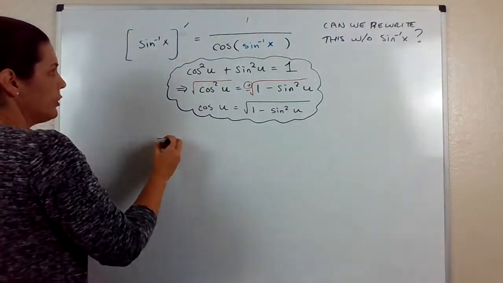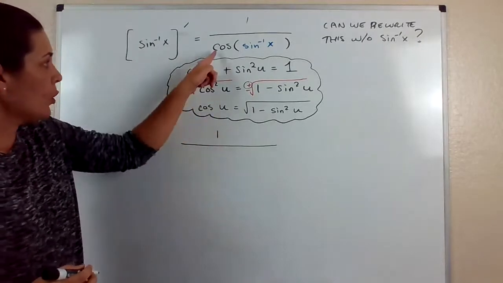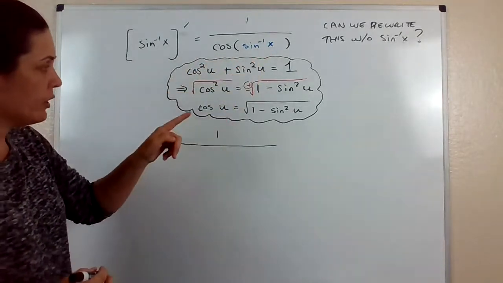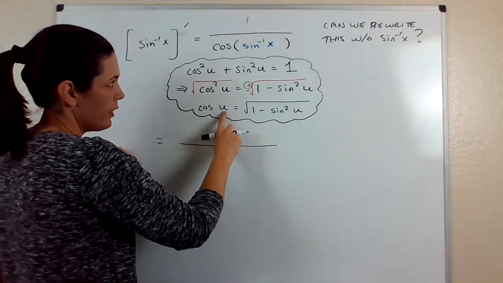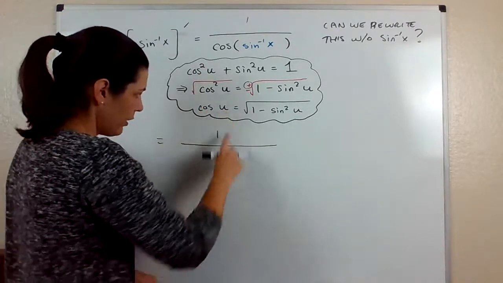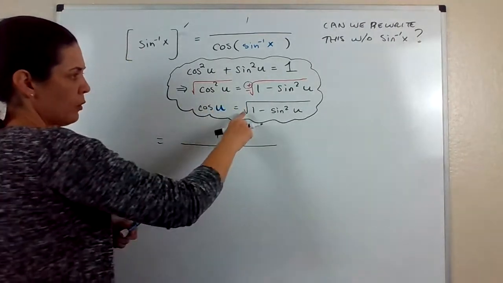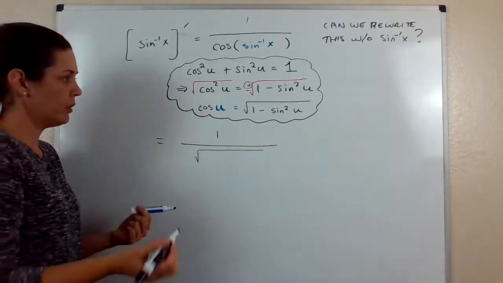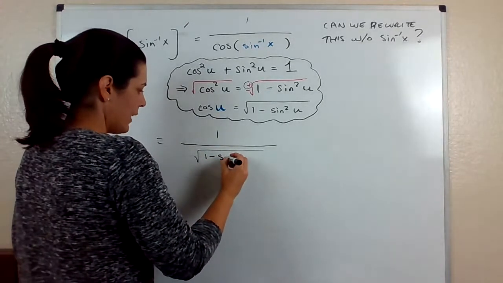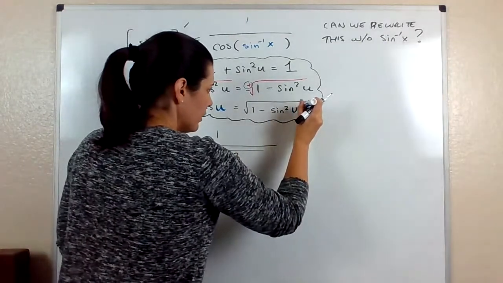All right, so back to over here. We have 1 over cosine of sine inverse of x. So 1 over, I now know cosine of u, cosine of the something, and I'll put it in another color so you can see it. Cosine of the something equals the square root. So my whole denominator is this square root. So it's 1 minus sine squared of u. Let's put that also in another color.